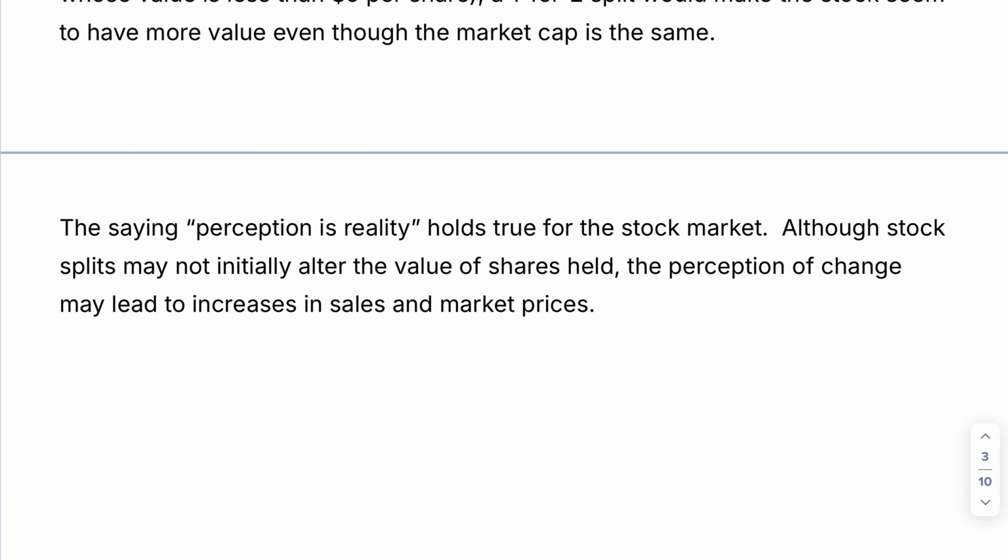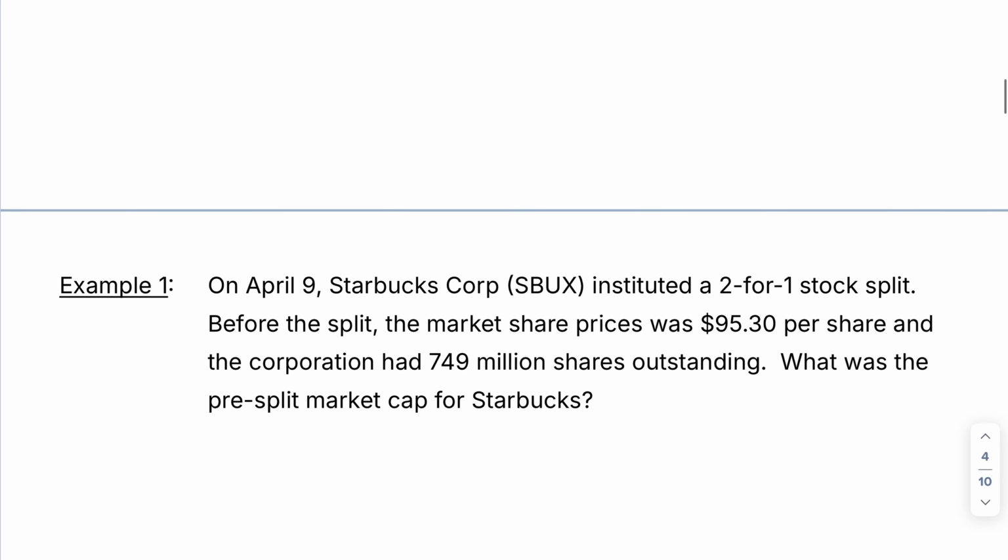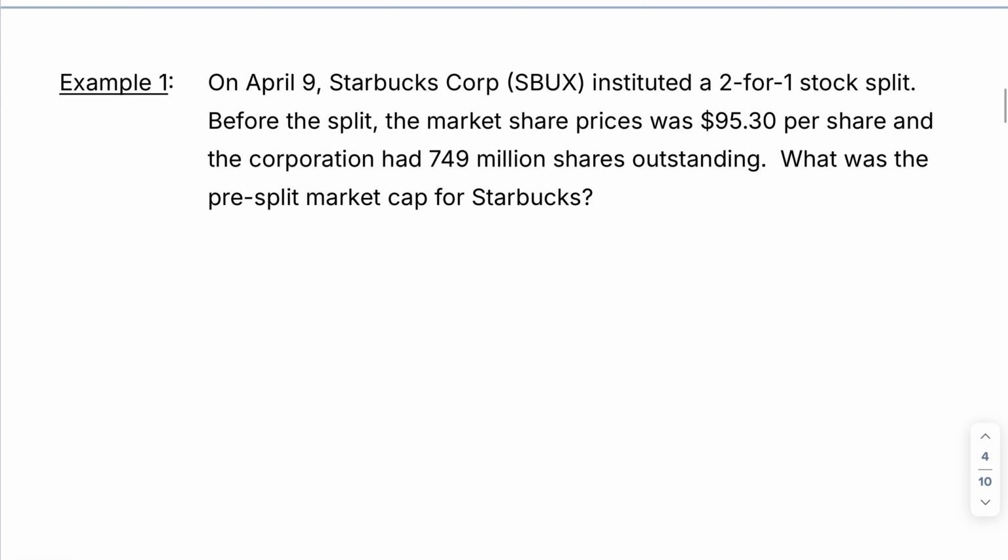So the saying "perception is reality" holds true for the stock market. Although stock splits may not initially alter the value of shares held, the perception of change may lead to increases in sales and market prices. Okay, so let's take a look at the first example and understand some of the math behind this.